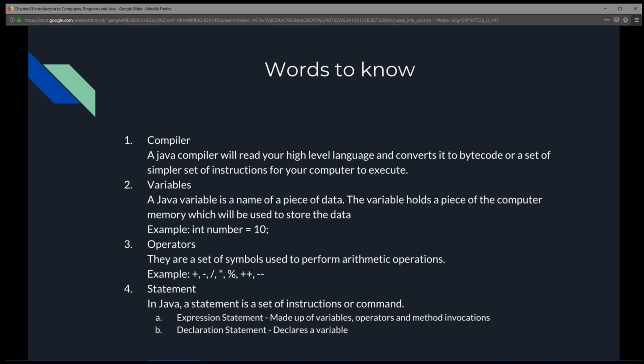So the first one right here is the word compiler. Earlier we used the word compiler in one of our slides, but before I jump to that, I want to read the definition I have here, right? A Java compiler will read your high-level language and convert it to bytecode, or a simpler set of instructions for your computer to execute.